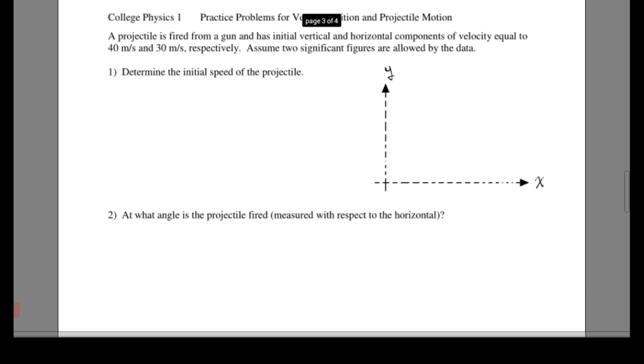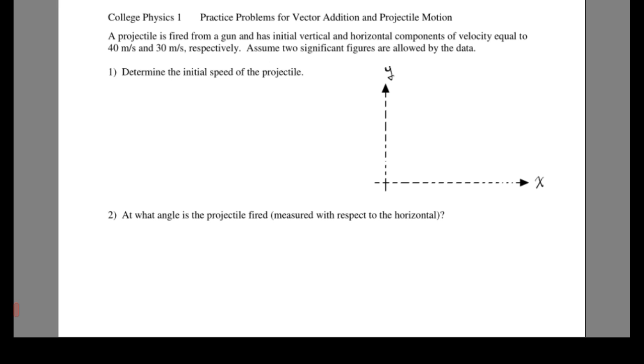So we have a projectile fired from a gun. It has an initial vertical and horizontal component of velocity, and you're given those. They're 40 meters per second and 30 meters per second, and we're assuming two significant figures. So the first question is determine the initial speed of the projectile.